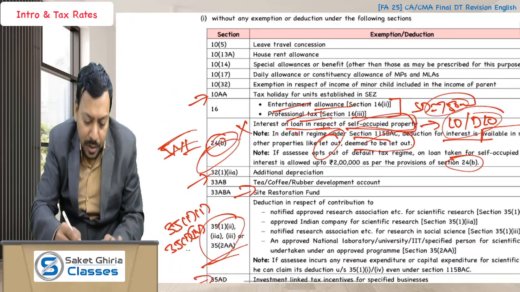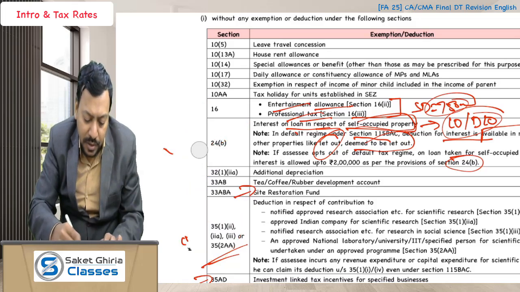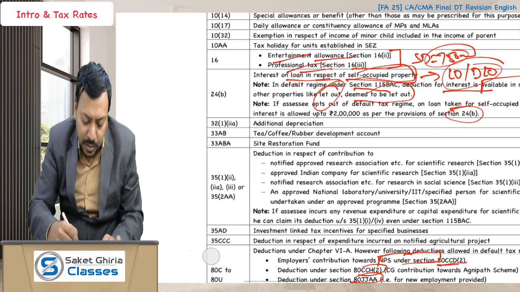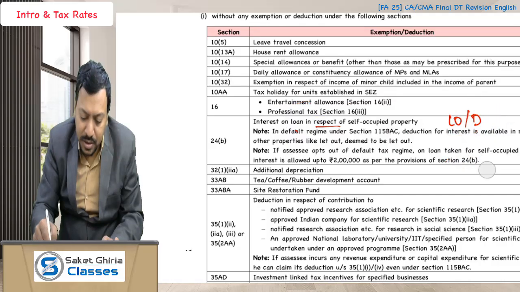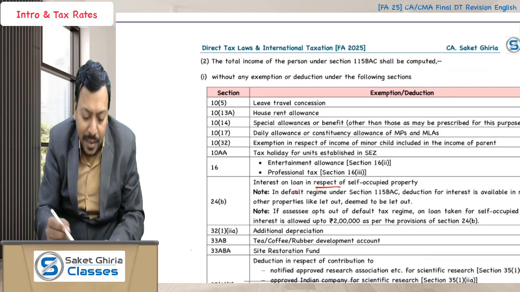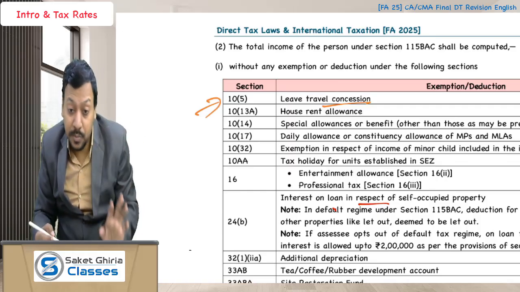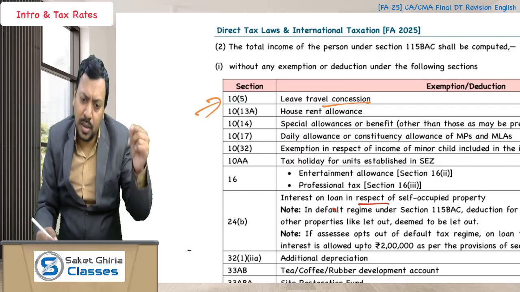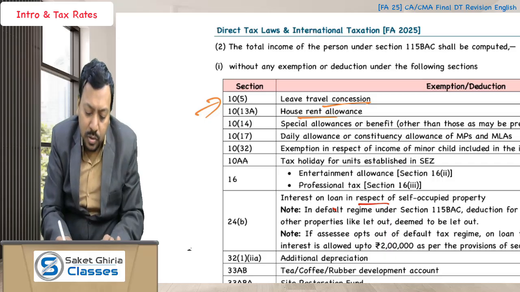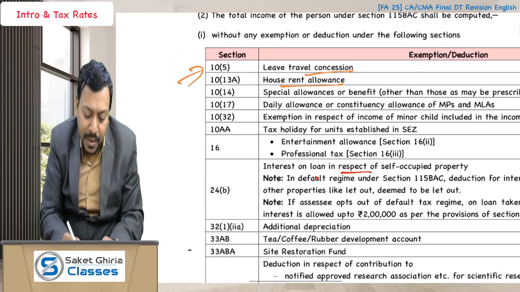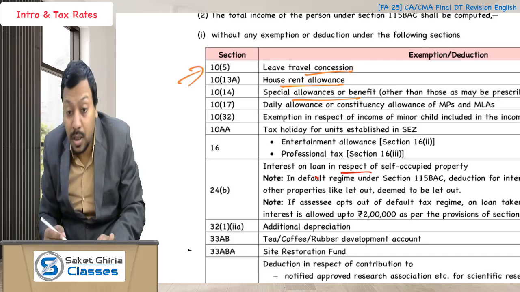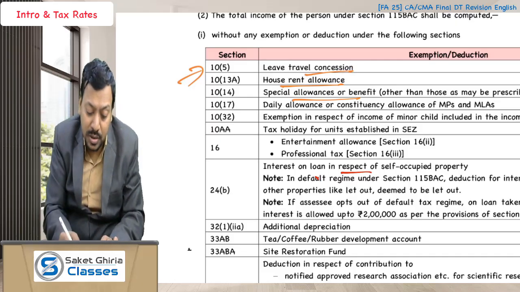Again, very important, sir. If you are in the default regime, there are certain restrictions that you have to comply with. You can't claim the deduction for leave travel concession, meaning the section 10(5) exemption is not available to an associate who is under the default regime. Under 10(13), he cannot claim the house rent allowance exemption. Under 10(14), he cannot claim the exemption for special allowances.